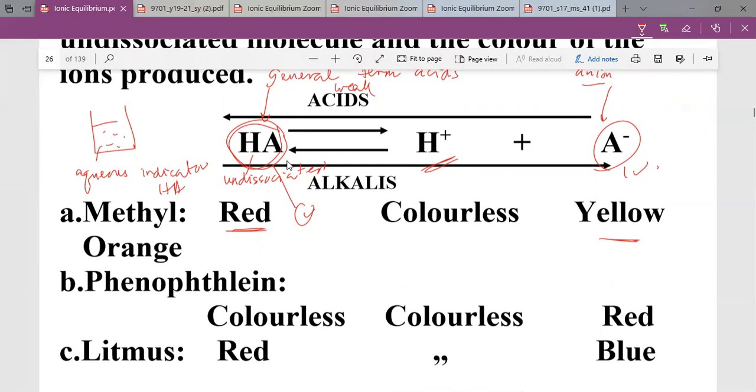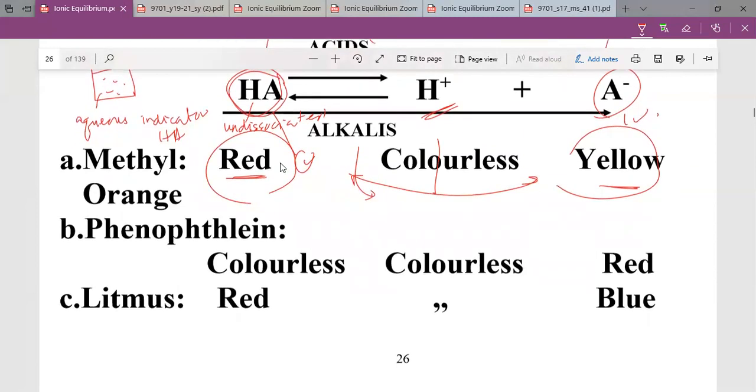In a titration, the end point happens at the middle point. The end point is orange, which means the red form is equal to the yellow form. Now we will see why orange. Same thing here: phenolphthalein HA is colorless.